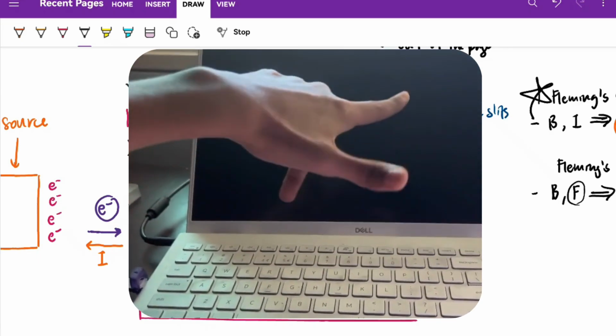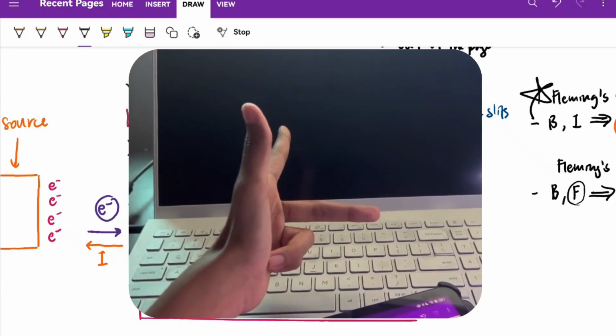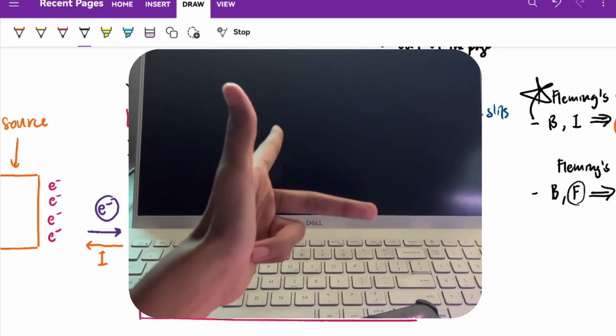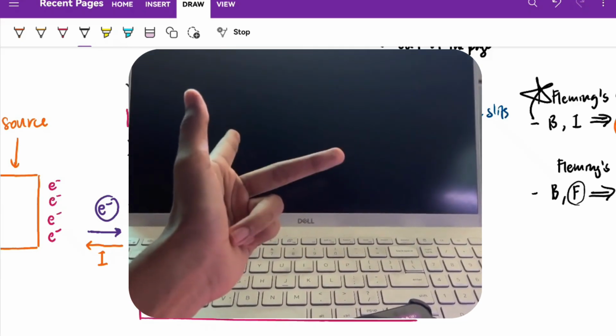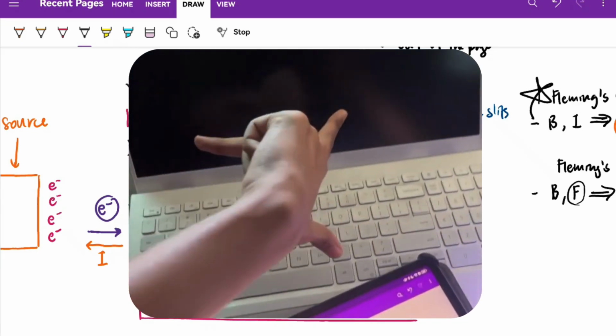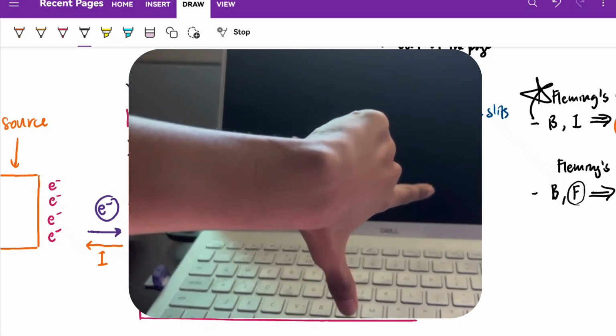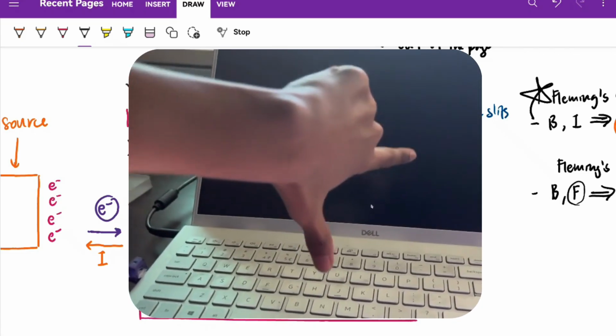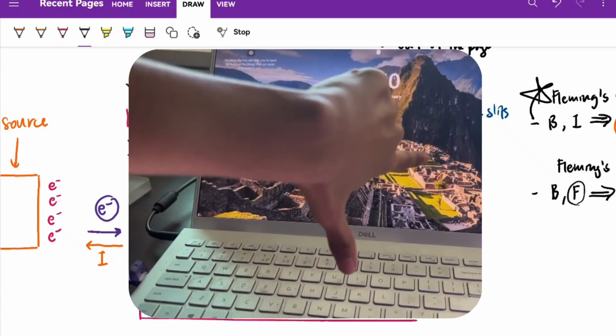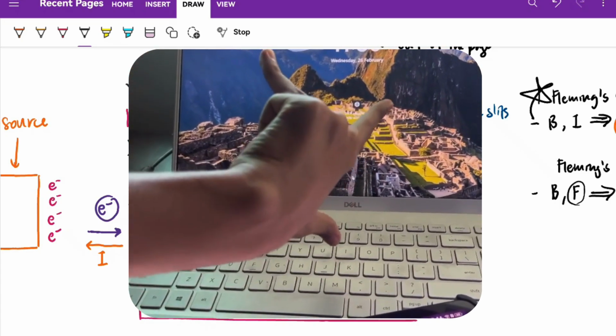I repeat, your hand was initially like this. Magnetic field is into the page. Current is in the opposite direction. Where's your force? Downwards. So your magnetic force is pointing downwards. This is how you use your Fleming's left-hand rule.